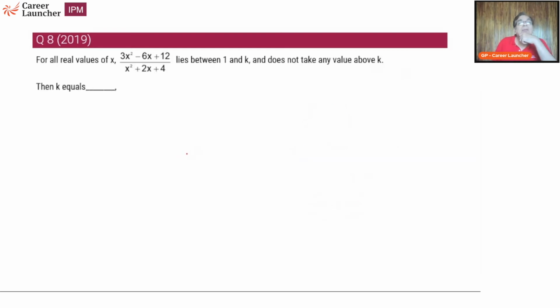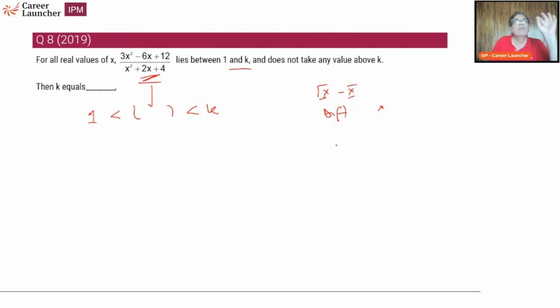For all values of x, this expression lies between 1 and k and does not take any value above k. What is k? Okay, so what is the way out? You'll say 1 should be less than this expression, which should be less than k, and then you'll have to juggle around with this to find the value of k. Now this is going to be a difficult question. While it is from your class 9, 10 topics, it is a difficult question, and I think it is not something you should be looking at favorably. This is a question I would be happy leaving.